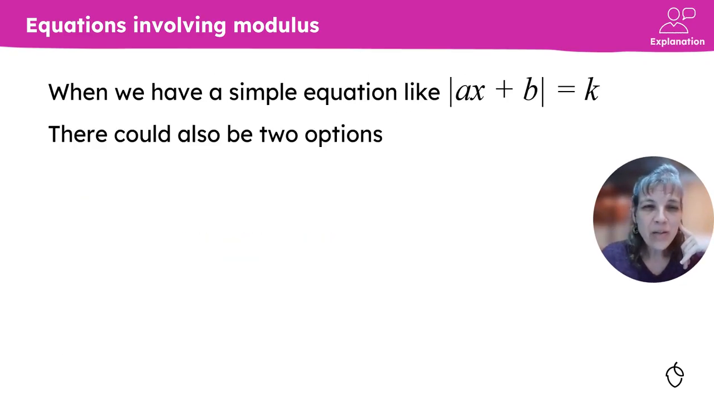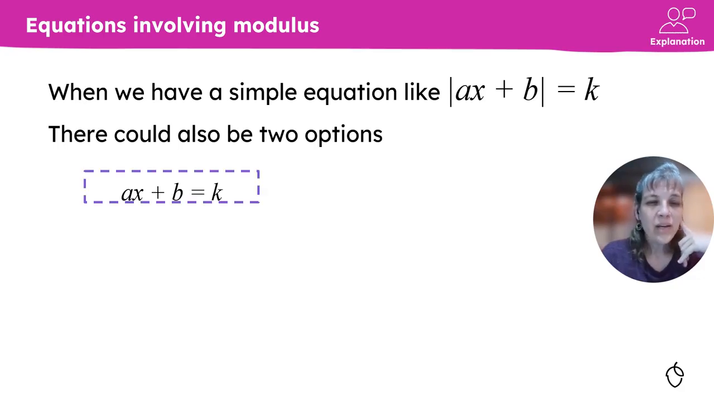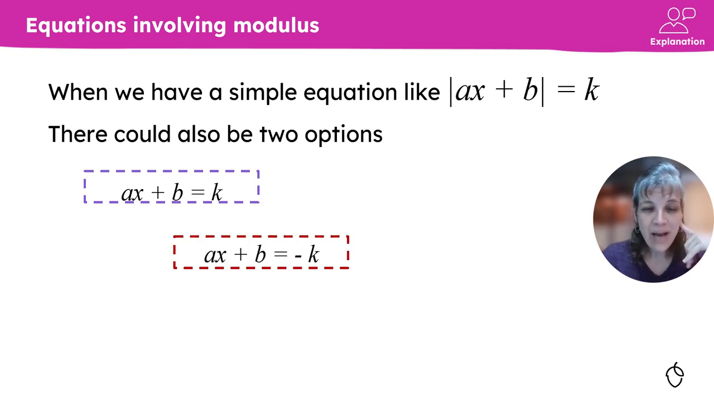So if you have something with a little more detail to it, like a simple equation like the modulus of ax plus b equals k, then there could also be two options. You could have ax plus b equals k, or you could have that whole thing equals negative k. So how do we actually do a question when we have something like this? How are we supposed to lay it out? How are we supposed to notate it?